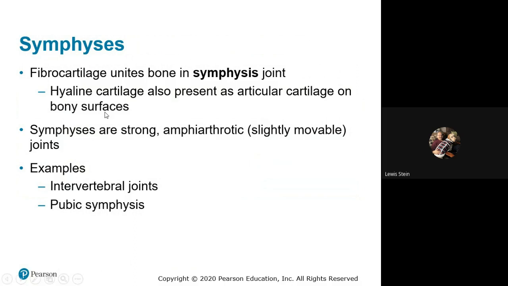It may have some hyaline component, but it's mostly fibrocartilage, very, very strong, with minimal motion in between the vertebrae, all up and down the vertebral column. And the most interesting one is the symphysis pubis. The two bones that make up the anterior part of your pelvic area are called pubic bones. They're all fused together with the other bones, the ilium and the ischium, that make up the os coxa, or hip bone. But anteriorly, there's a pad.